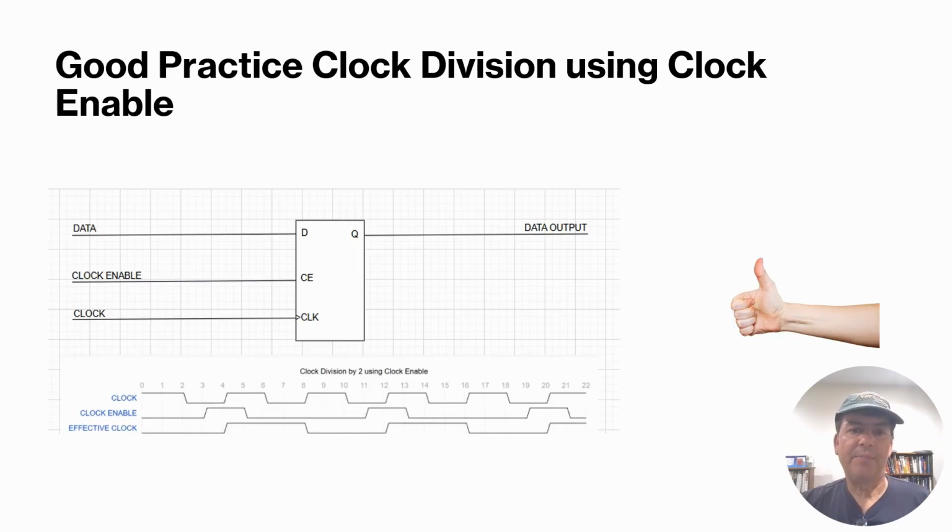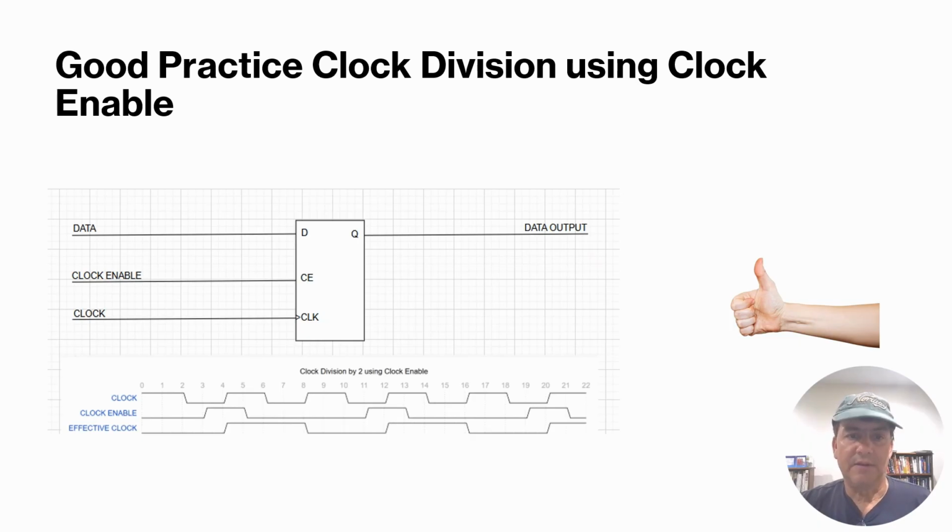Here is an example of a good practice approach for achieving a divide by 2 effect. Technically, this method does not generate a new divided clock at all. Instead, it uses a clock enable signal to select every second edge of the input clock, effectively giving you the same behavior as a divide by 2 clock. This is illustrated in the timing waveforms.